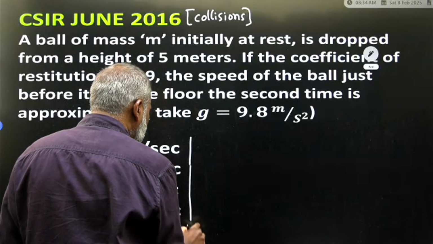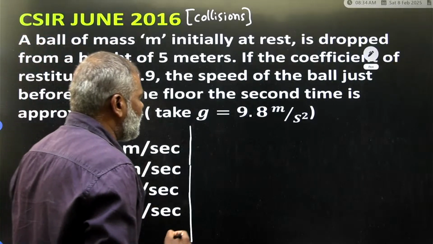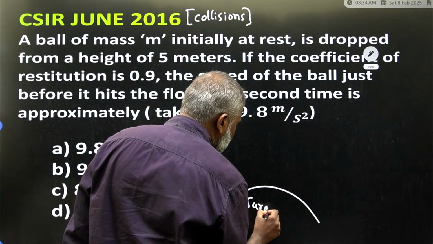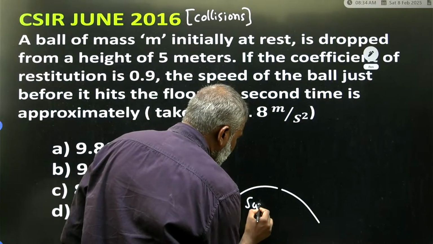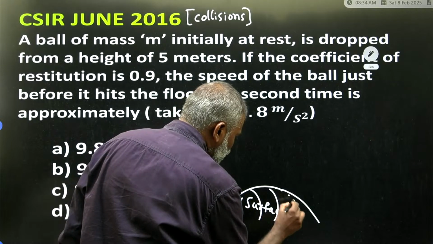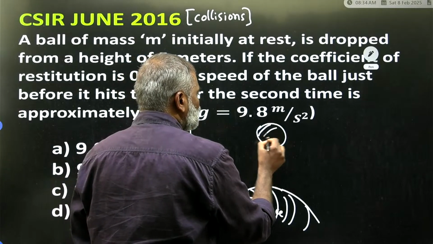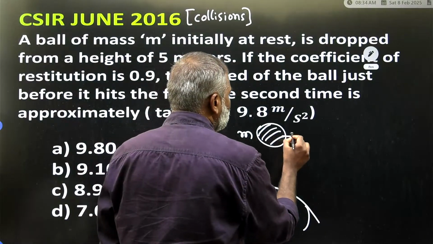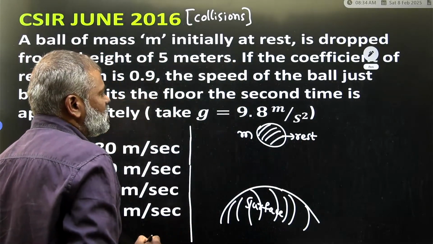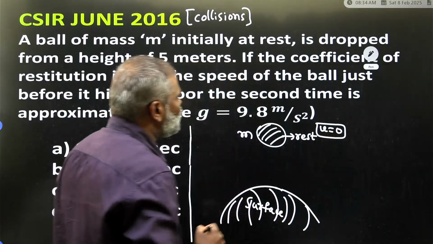First we have to see what data they are giving in this question. A ball of mass m is initially at rest. Suppose this is the surface of the earth, and one ball is there, at rest. The ball of mass m initially at rest means u is equal to 0.